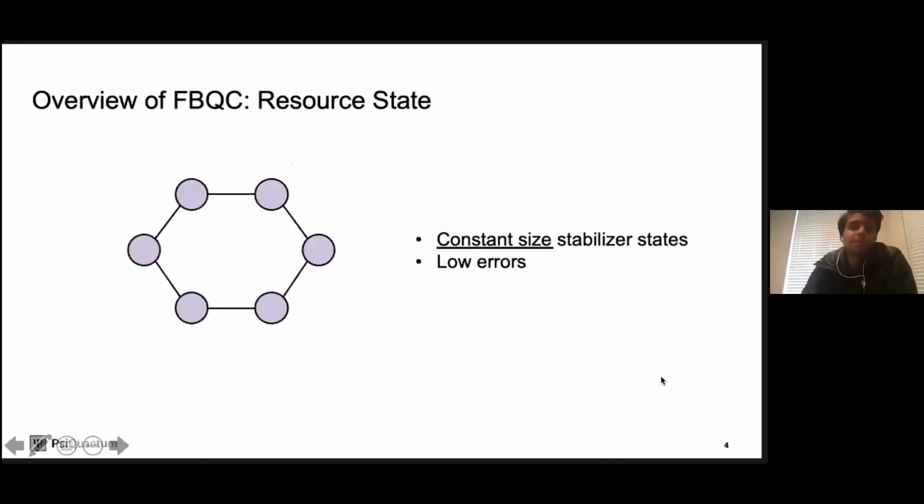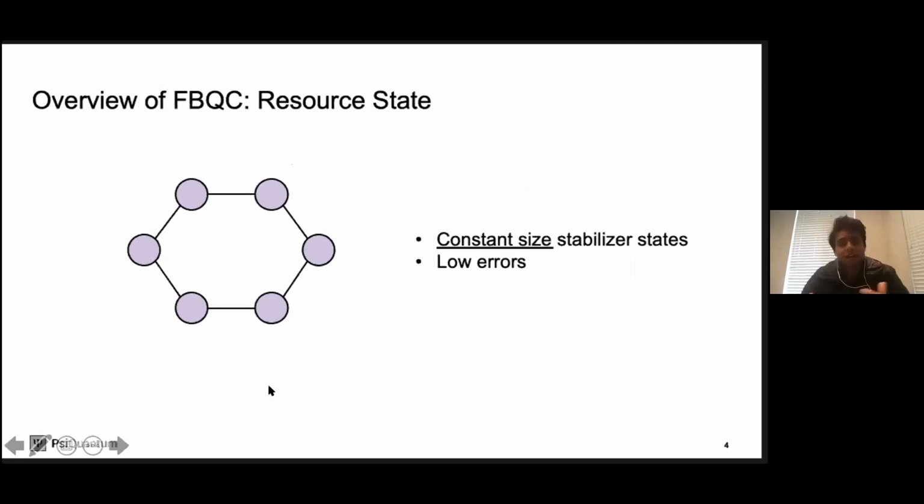So the first primitive of FBQC, or fusion-based quantum computing, is constant-sized entangled states that we call resource states. And in this talk, we'll be looking at stabilizer resource states, and we depict them as graph states of this form, where every node is a qubit and every edge represents bipartite entanglement. And so this is one particular example of a resource state that I'm showing you here. And this particular example has the form of a ring of 6 qubits.